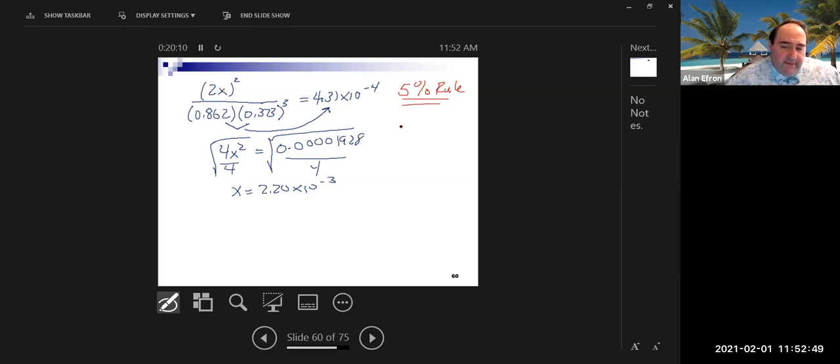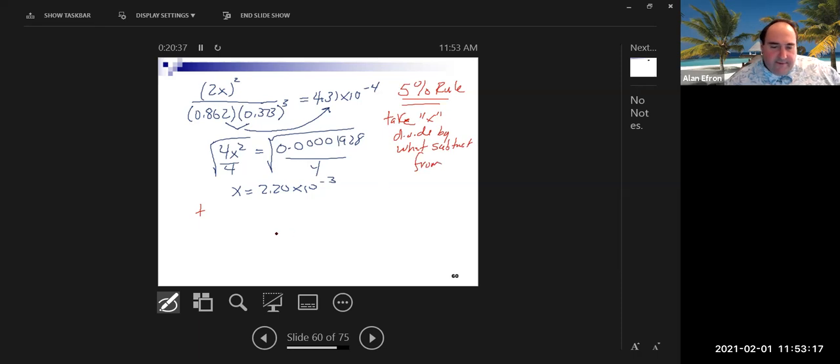Basically, to do the 5% rule, you take whatever X value you got and divide it by what you were going to subtract it from. So I'll put up here: take the X value and divide by what you were going to subtract it from.